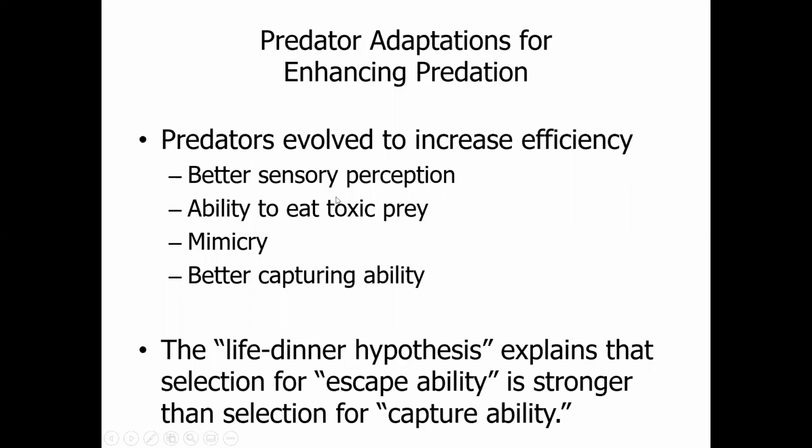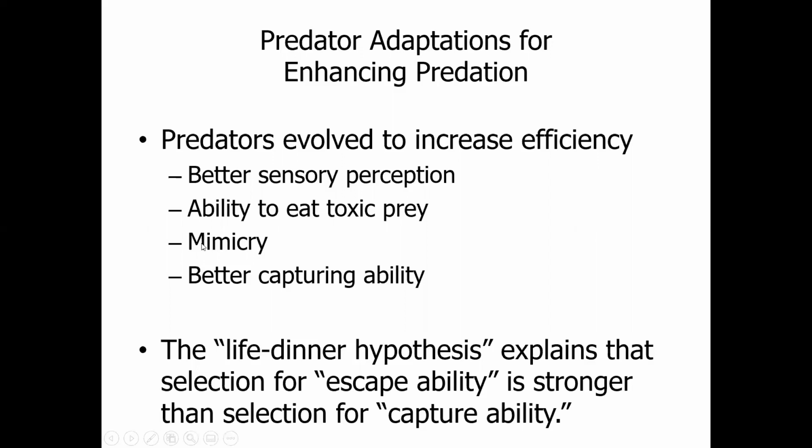So predators may have better sensory perception. They may have sharper vision or better hearing to ultimately pick out prey or detect prey more efficiently in their environment. They may have evolved the ability to eat toxic prey. So maybe there is a predator that has got an adaptation that could eat potentially a poison dart frog or a monarch butterfly or something of that nature. And then the prey would then have to have an adaptation to produce a stronger, more potent toxin or a different toxin. And this would go back and forth potentially.